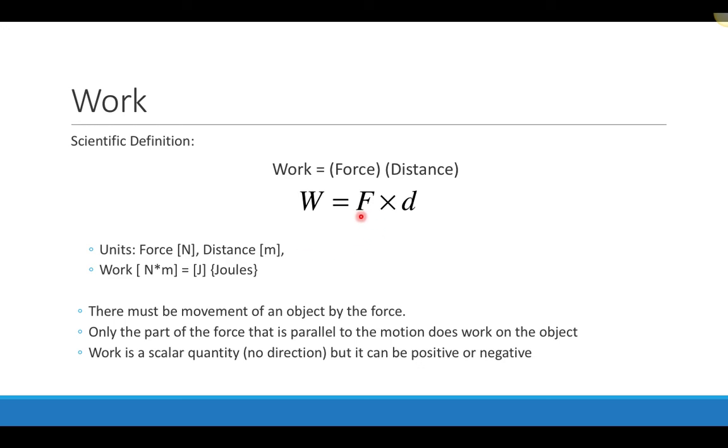So in terms of units, the units for force are newtons, and the units for distance, our standard units in physics, are meters. So if you multiply a newton times a meter, you get units of what are called joules. So this is a defined unit. And so our work units are going to be in units of joules.